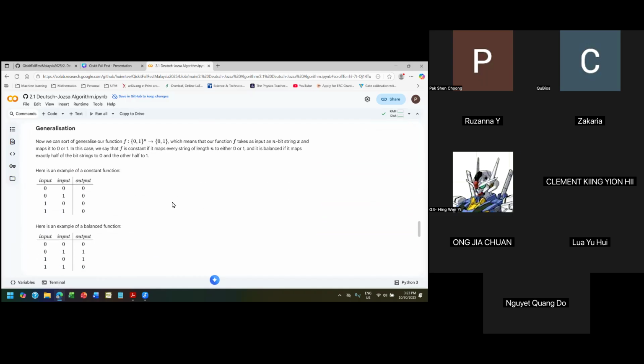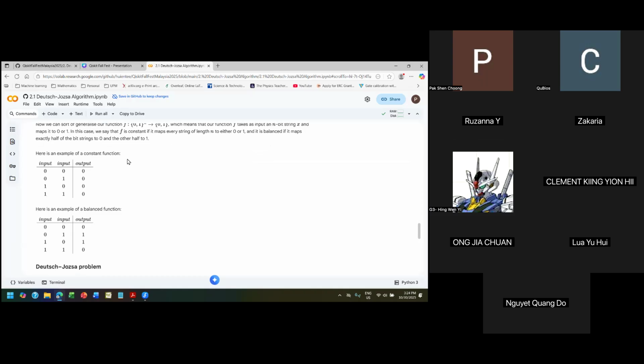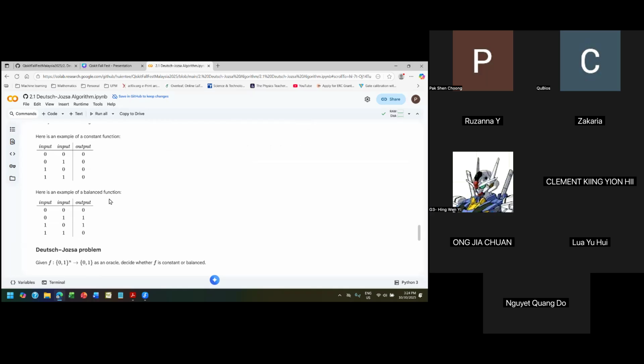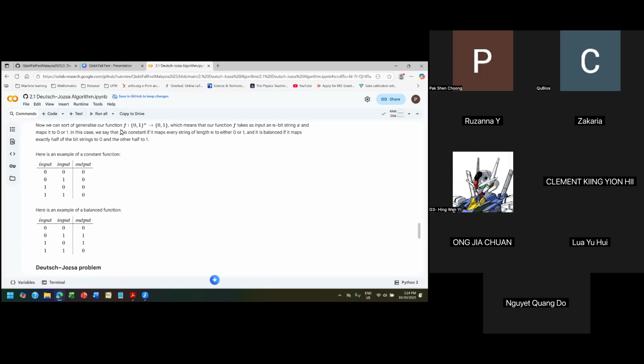Then next, after that, we can proceed with the generalization of the Deutsch algorithm, which is to take the Deutsch algorithm and turn it into the Deutsch-Jozsa algorithm. So the Deutsch-Jozsa algorithm means that you have a function f, which takes n inputs of either 0 or 1, then maps to one output only. The one output is either 0 or 1. So you also have the constant or balanced function in this Deutsch-Jozsa problem.